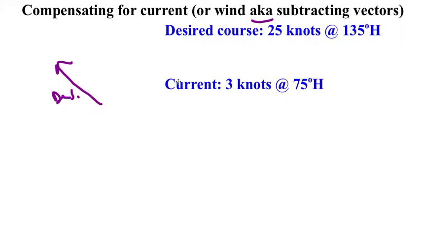But we have a current, and it's going to blow us off course. So what do we do? We compensate. How? By steering into it somewhat. So the current's going to be kind of blowing like this, more or less. And that means that we would want to then actually have our current here, right?